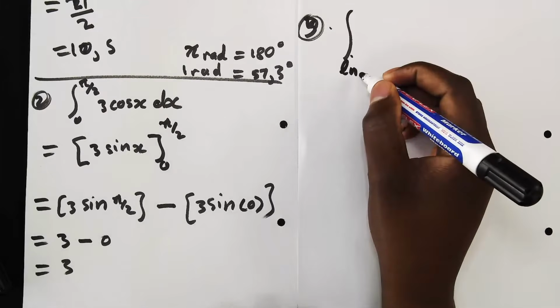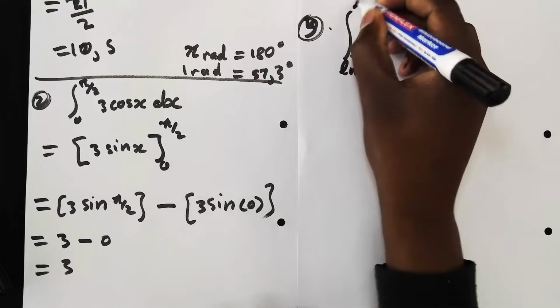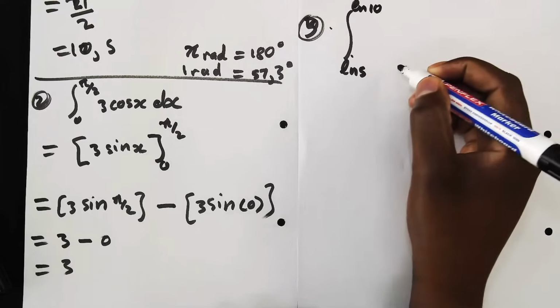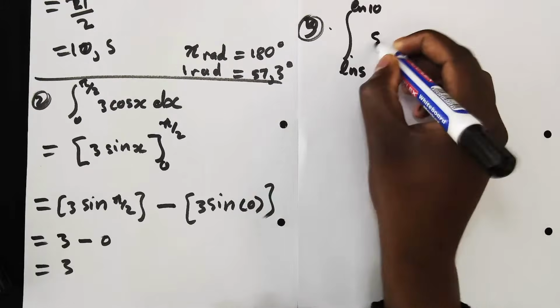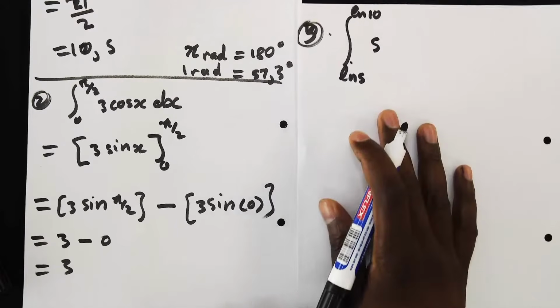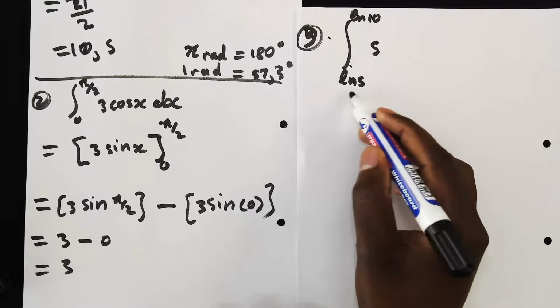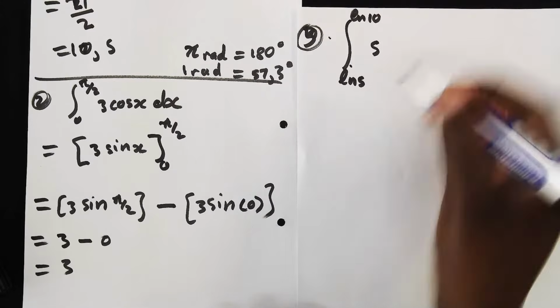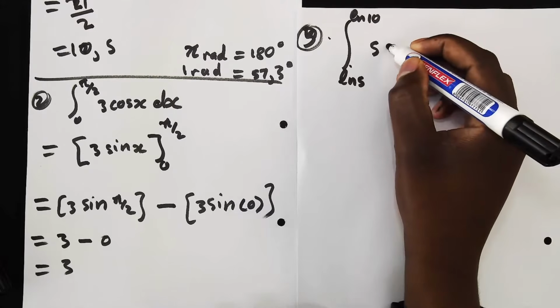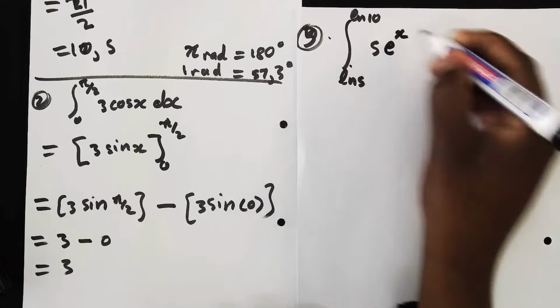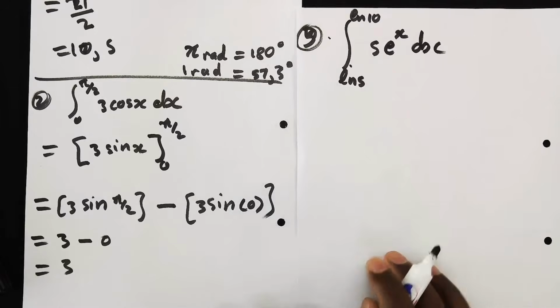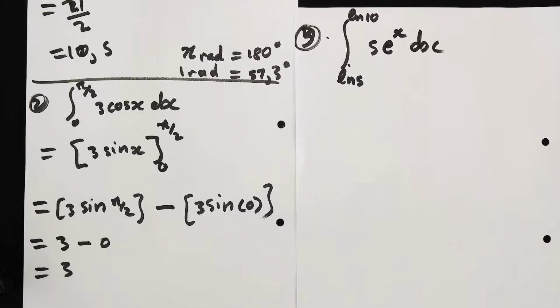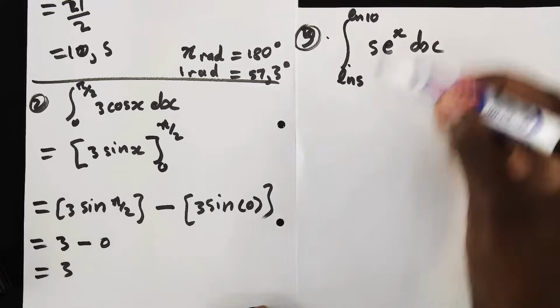The lower limit ln 5, upper limit ln 10. Then we have 5. So these are natural logarithms. It's ln, not an in. 5e to the power of x dx. So let's say we want to integrate the following. We have a lower limit, upper limit.